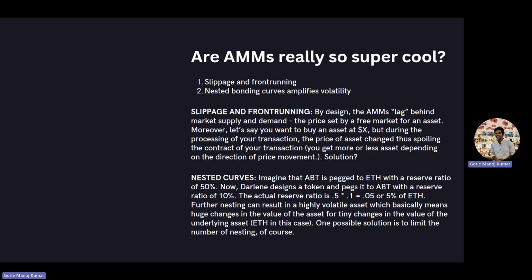Nested curves, basically, let's take a basic example. Okay. Basically saying that ABT is again a token that I have created out of nothing. ABT is pegged to ETH with a reserve ratio of 50%. I'll have to explain the reserve ratio. Wait.